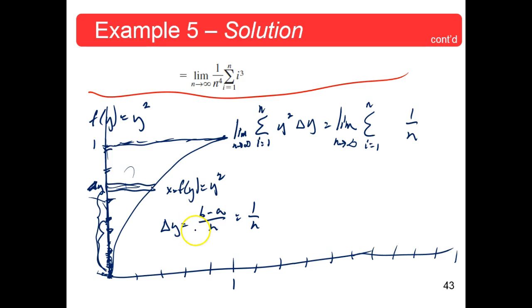So your y value is equal to i over n. Because however many i's you went up here over n, that's your y value. So, since your y is i over n, this is i over n squared, because you're doing a y squared.